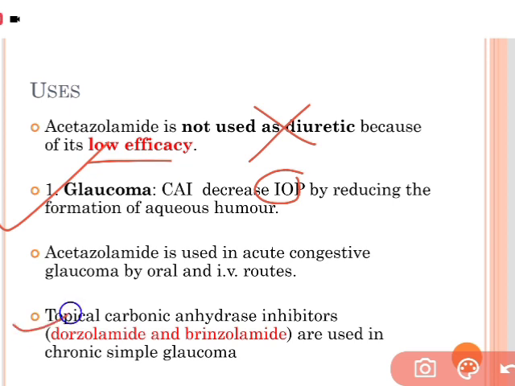Topical carbonic anhydrase inhibitors like dorzolamide, brinzolamide are used in chronic simple glaucoma. Okay, acute congestive glaucoma and chronic simple glaucoma. So basically, it is used in the treatment of glaucoma because intraocular pressure is decreased. What happens actually is the ciliary body of the eye secretes bicarbonates into the aqueous humor. So carbonic anhydrase inhibition results in decreased formation of aqueous humor and thereby reduces the intraocular pressure.